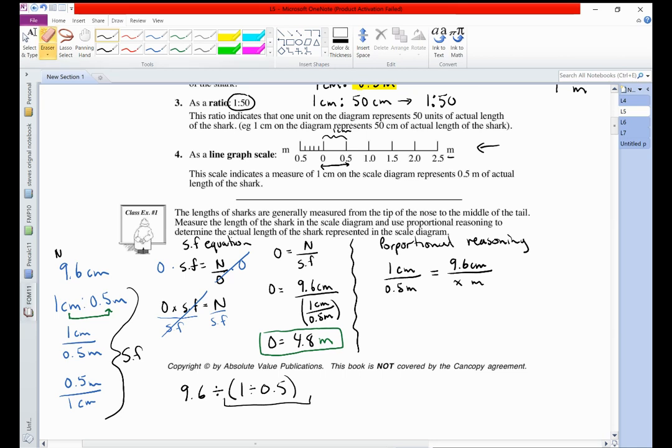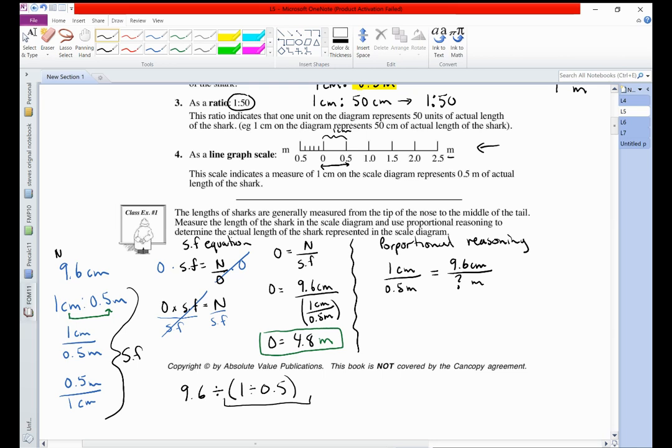Actually, let's use a question mark. Okay, here we go. Question mark meters. So you're saying, well, I know my scale factor is 1 centimeter is representative of 0.5 meters, and my actual diagram is 9.6 centimeters. How many meters does that represent in real life?